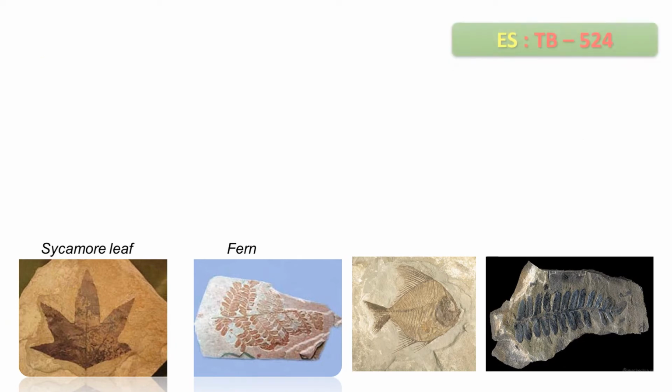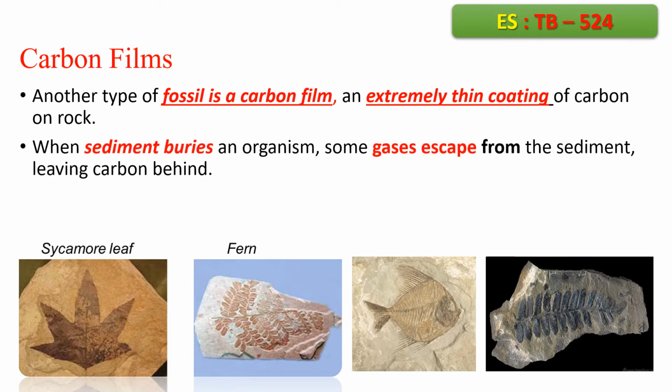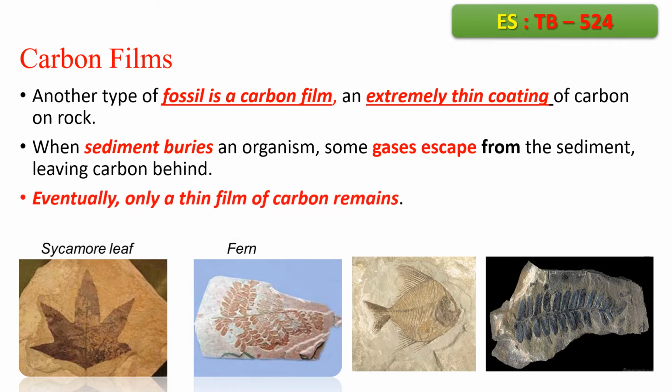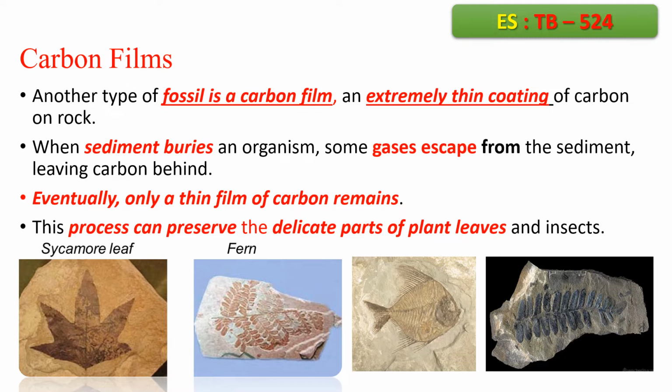Carbon film. Another type of fossil is a carbon film, an extremely thin coating of carbon on rock. How are carbon films formed? When sediment buries an organism, some gases escape from the sediment, leaving carbon behind. Eventually, only a thin film of carbon remains. This process can preserve the delicate parts of plant leaves and insects.